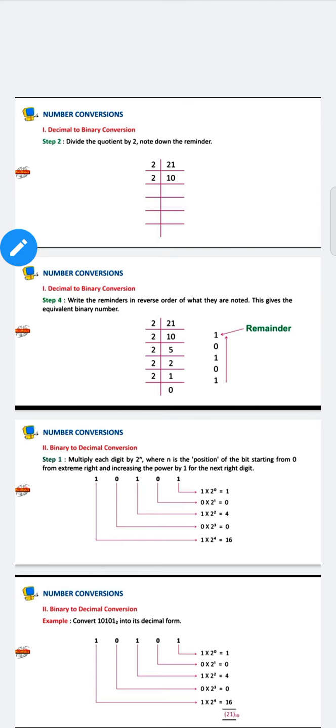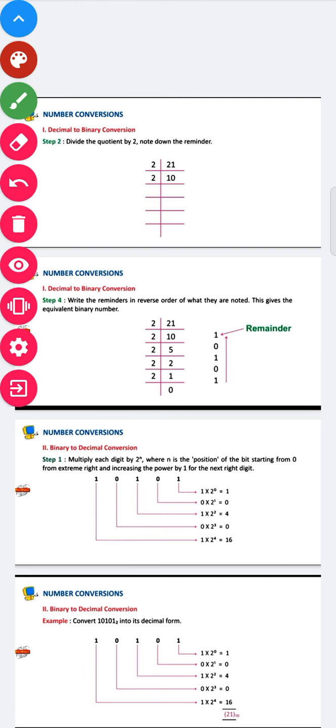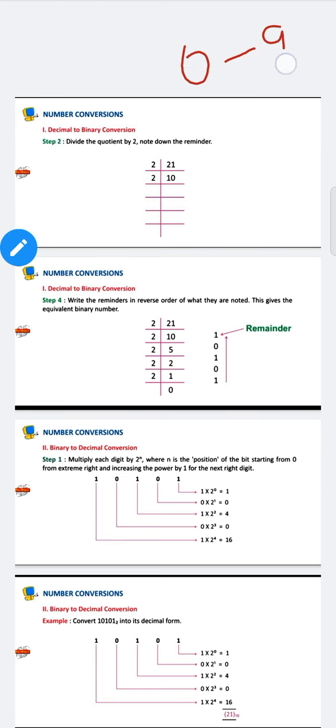Today we shall continue with chapter number 2 of computer, that is number systems, and today we will do conversion of decimal to binary again. For example, we have the number 21. I have told you that in decimal we have numbers from 0 to 9. So 21 satisfies the condition, because 2 lies between 0 and 9 and 1 also lies between 0 and 9. The base of the decimal number system is 10, right?